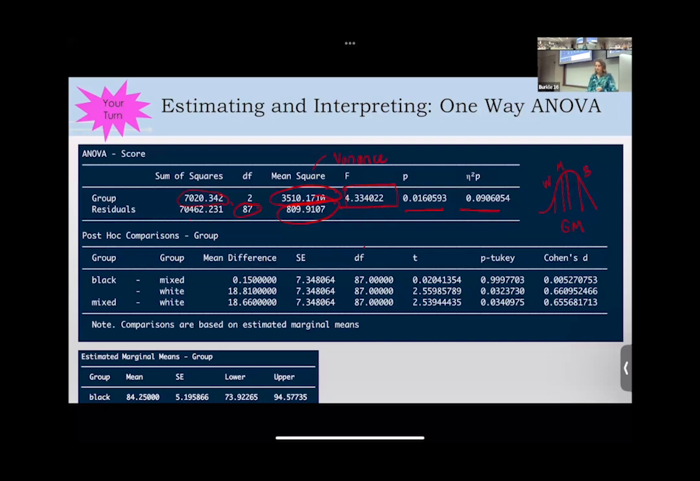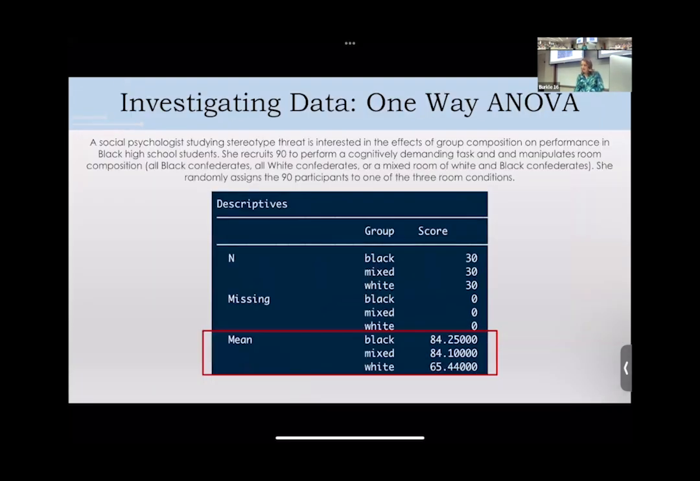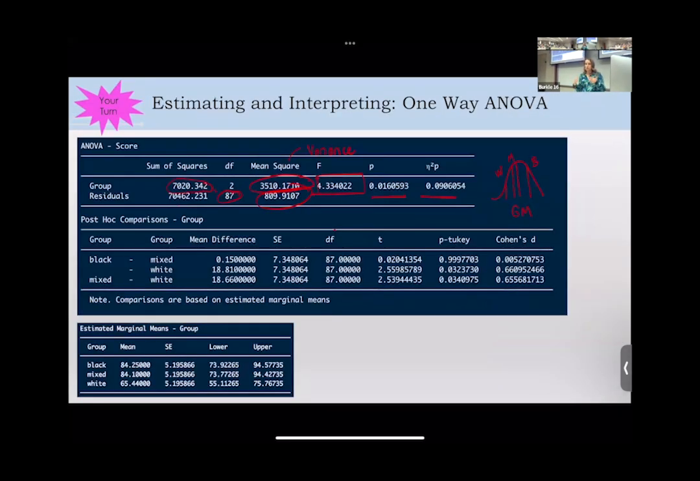How do we interpret that? 9%. Be careful, specificity, it's going to kill you on Tuesday. 9% of the variance in performance can be explained by room condition, that's fine. Cool. Then, so we know there's a difference, we don't know where. So we have significance, we don't have direction yet. We do have overall magnitude.